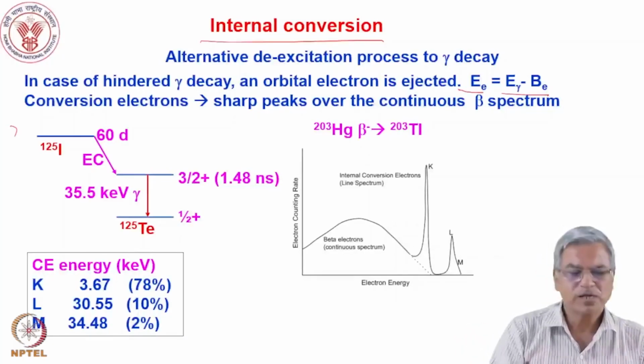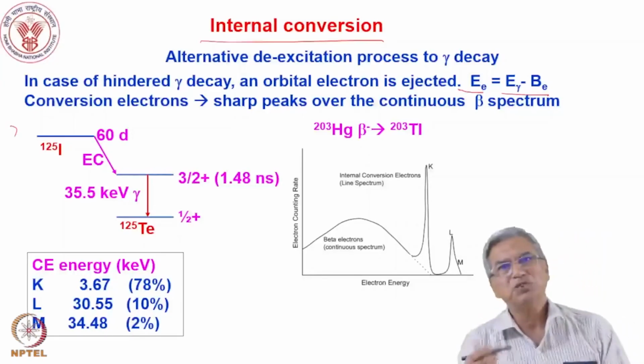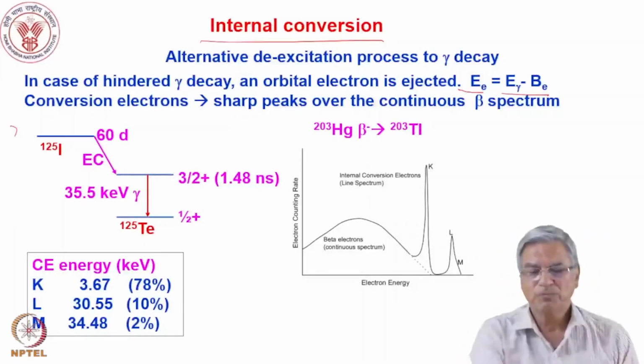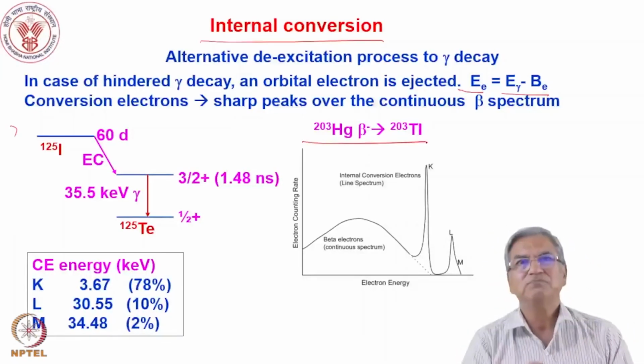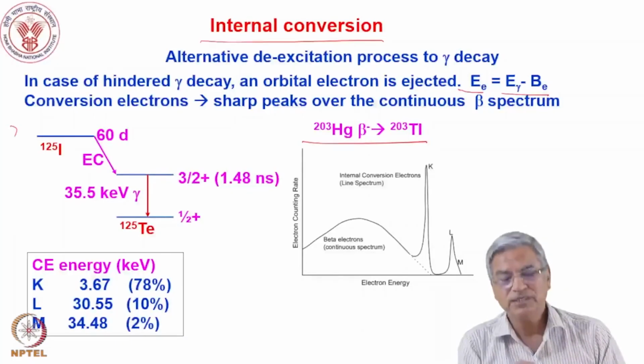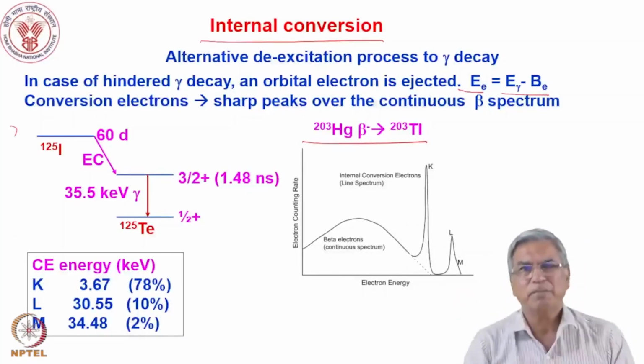So the energy of the electron, where does the electron come from? Suppose it is a beta decay, for example, mercury-203 emitting beta minus to thallium-203, and we have a continuous beta spectrum.